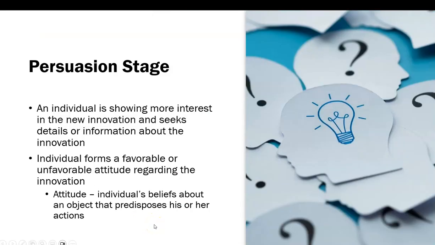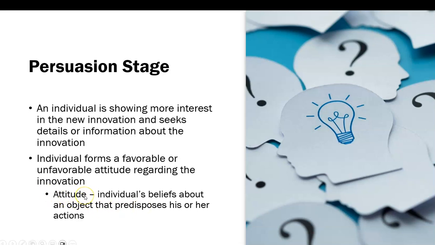All right, so once you've moved past knowledge, you're into the persuasion stage. So you know about it, and now you're starting to show more interest, and you're seeking out additional information about the innovation. So you're starting to ask more specific details, starting to consider more specific information, and this helps you form a favorable or unfavorable attitude toward the innovation. So you might never go past this stage. You might decide, well, we're going to move past this stage because you have to make a decision, but your attitudes are being formed, and those are your beliefs about an object that predisposes your actions.